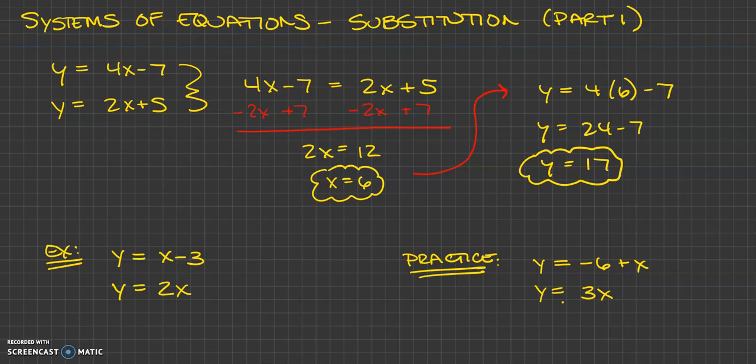Now again, we could graph both of these. Both of these are written in the form of y equals mx plus b. We could graph them, and we're actually going to see that they would cross at the point 6 and 17. But there's another way of doing this, and it's called substitution. And I want you to think about it. In this first equation, I'm saying that y literally equals 4x minus 7.